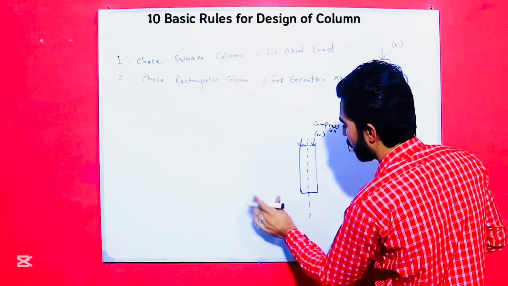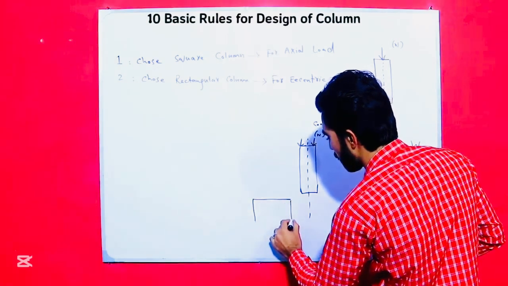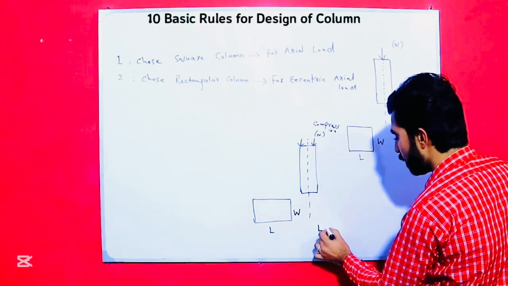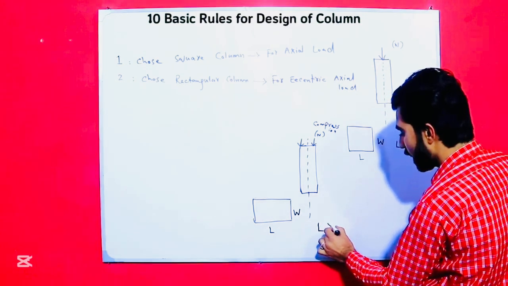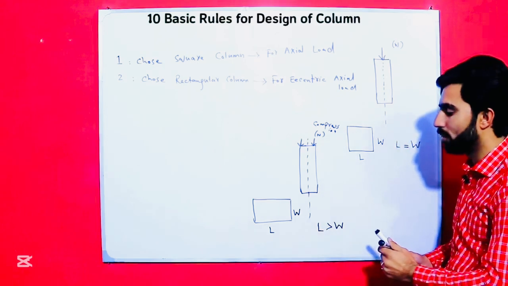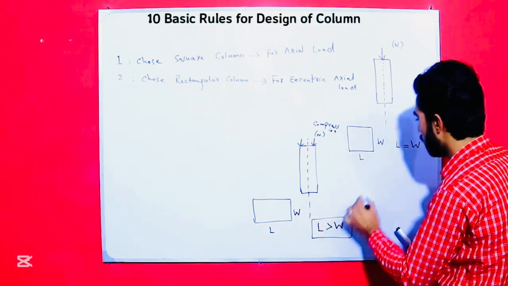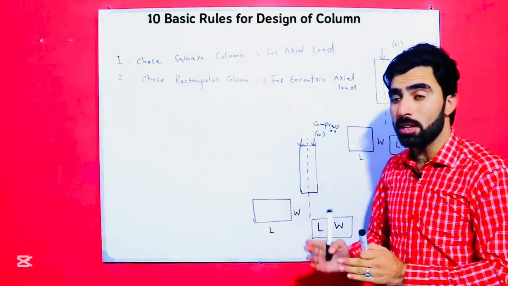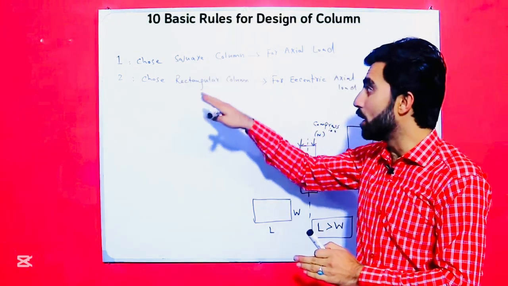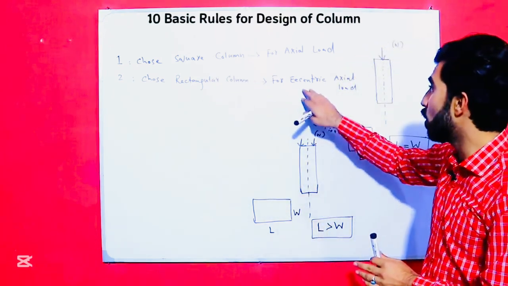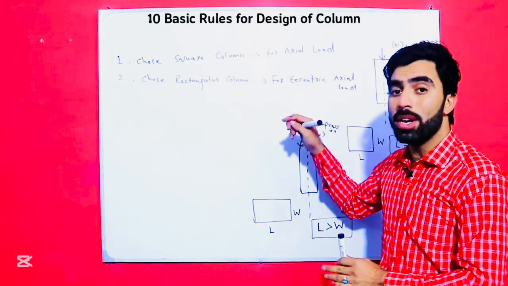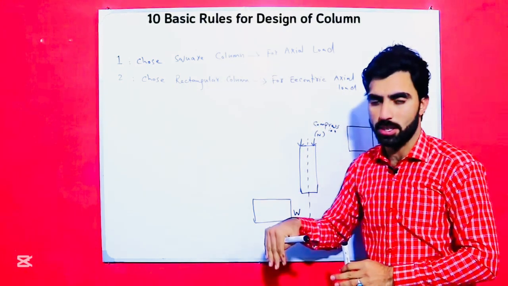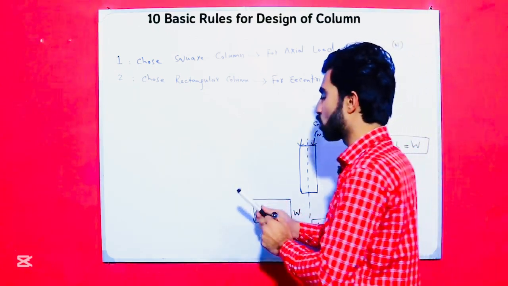in this case select rectangular column. So this is the second basic point: this is L and this is W, length should be greater than width of the column. So remember these 2 basic rules in RCC column, where you can select square column and where you can select rectangular column. Rectangular column for eccentric axial load, when load does not come on the center of the column, and square column when the load comes on the center. So this is the second basic rule.